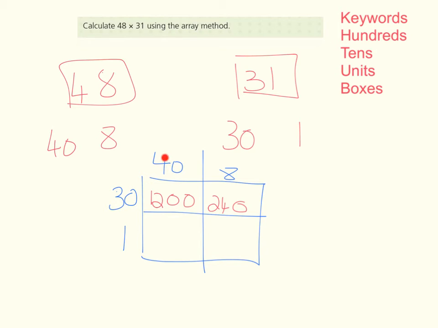1 times 4 is going to give me 4. And how many zeros do I have? I just have 1. And 1 times 8 is 8. And how many zeros do I have? None.